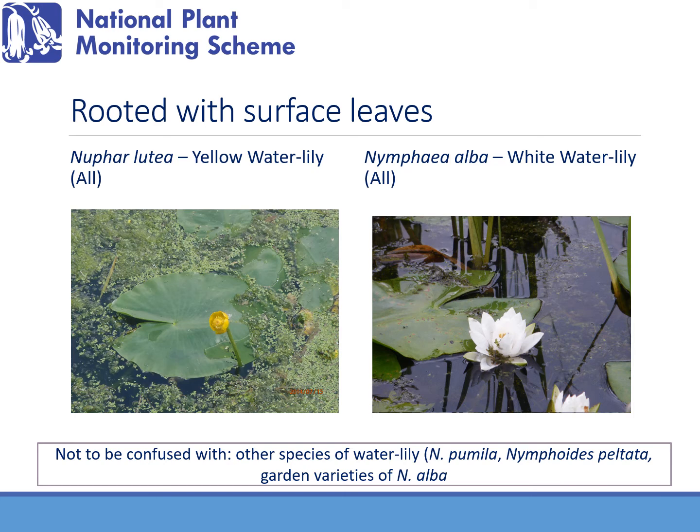There's a third type of water lily that you also might encounter called Nymphoides peltata, and that tends to be much smaller, and the leaves are entire but have a very crinkly toothed edge. And we'll see a little bit more about those on the next slide.